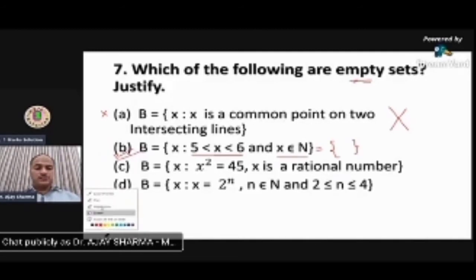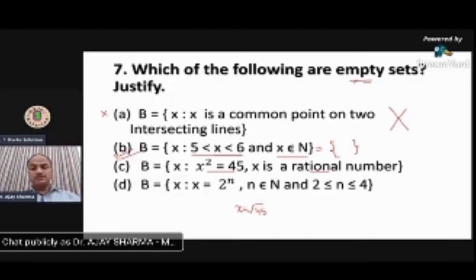Now let us move to the next, option C. Let us see this option also. x such that x square is 45. So from here we can see what is x. What is x, guys? x will be equal to root 45. Now x is a rational number. Now do you know any rational number which is like this?